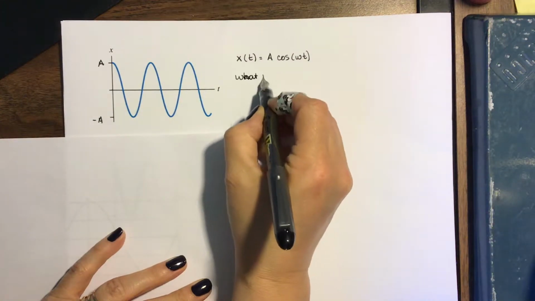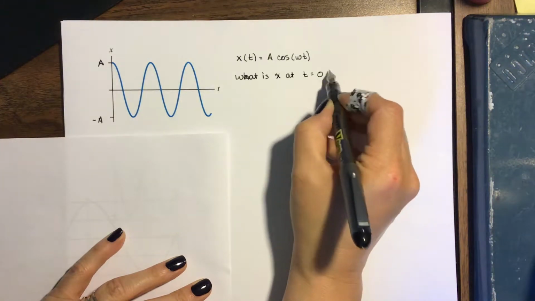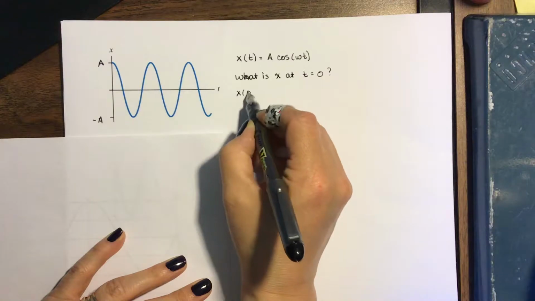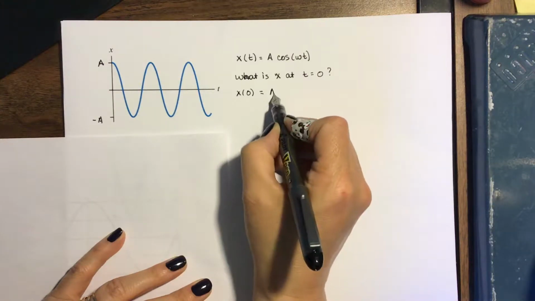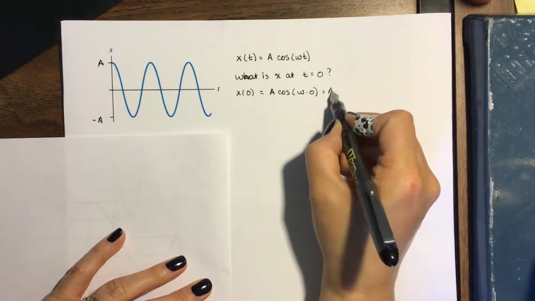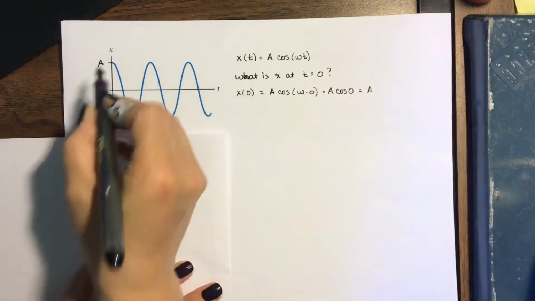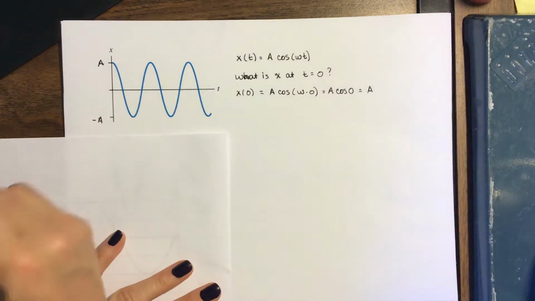what is x at t equals 0? So that's a good question. X of 0 equals A times cosine of omega times 0 equals A times the cosine of 0. Cosine of 0 is just 1, equals A, and that matches our graph. So let's ask what that means.